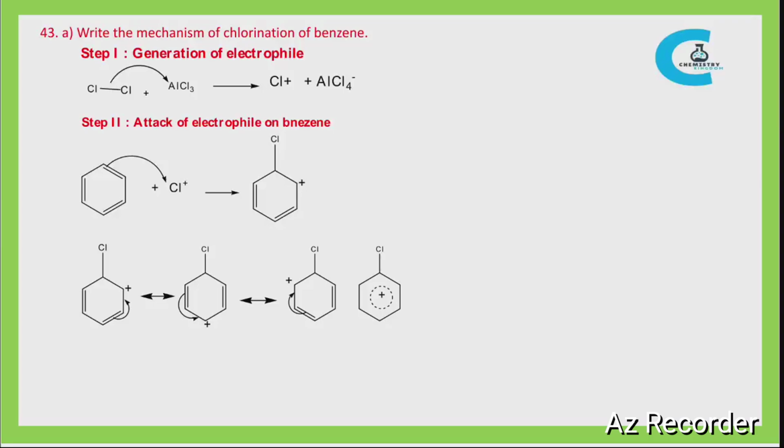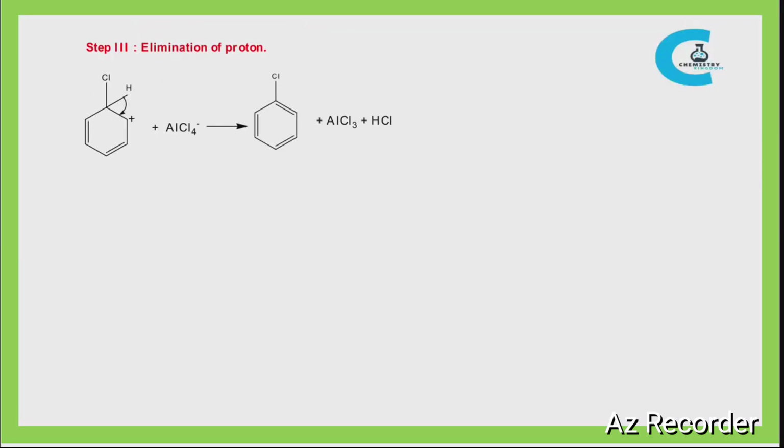Benzene is going to attack the chlorine, and you will get a positive charge. Last step, deprotonation. H plus is removed by one of the Cl from AlCl4 minus. HCl is removed and Cl remains as it is. Chlorobenzene is formed. Elimination of proton. I hope you understood.